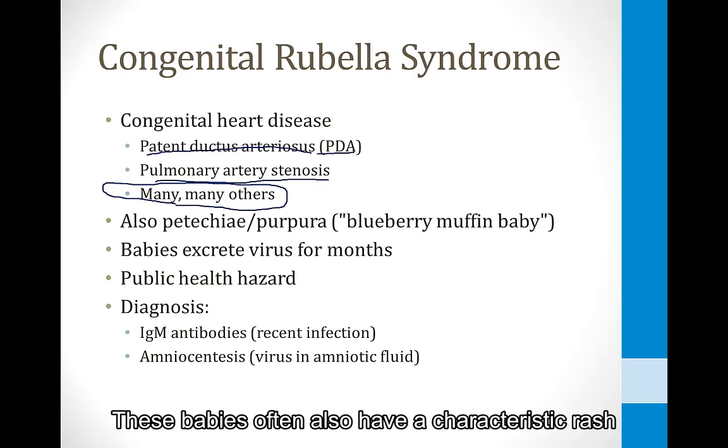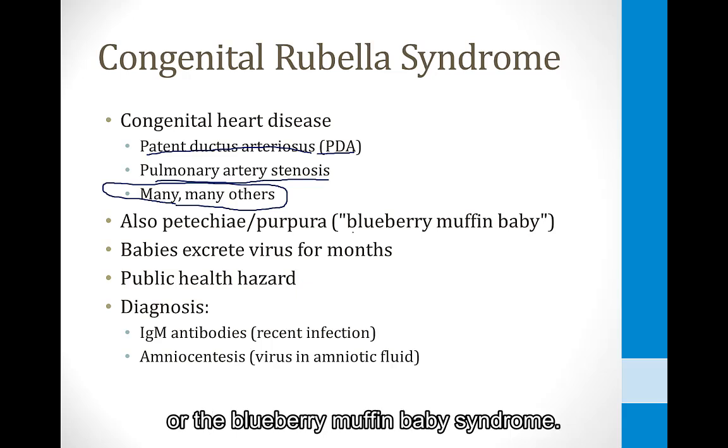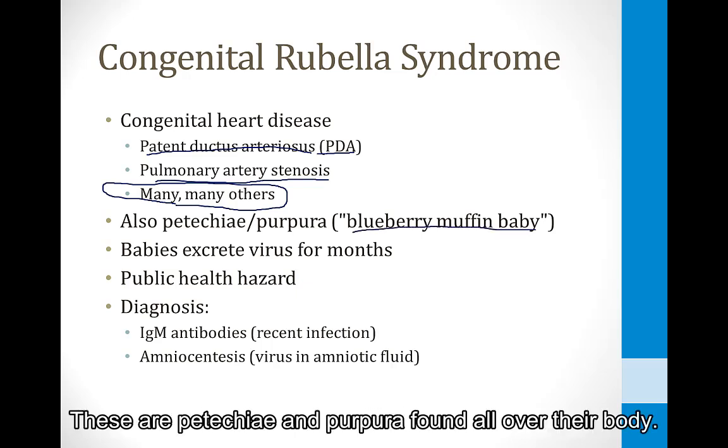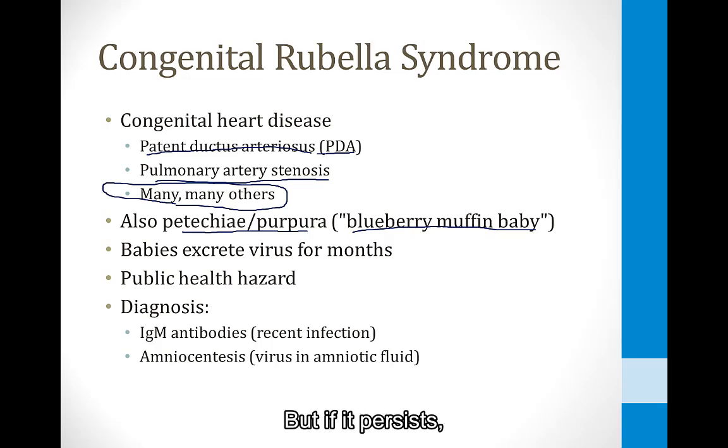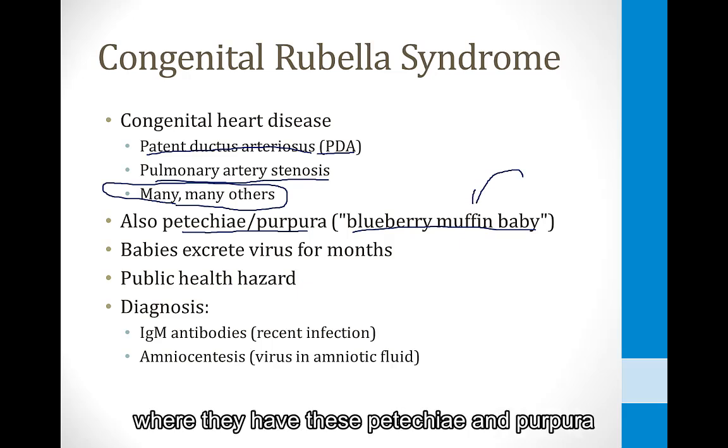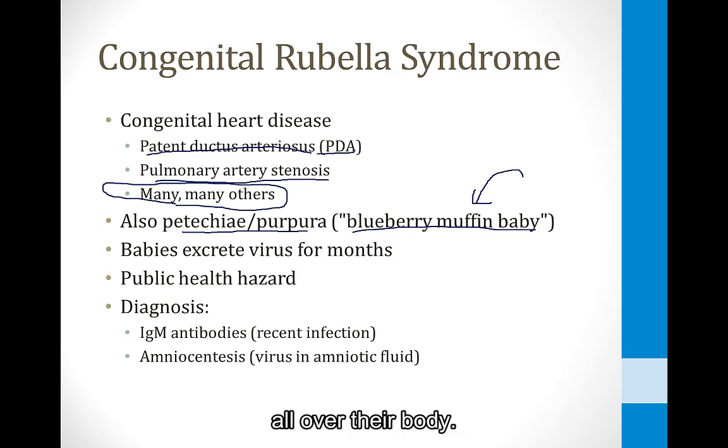These babies often also have a characteristic rash called the blueberry muffin syndrome or the blueberry muffin baby syndrome. These are petechiae and purpura found all over their body. In utero, extramedullary hematopoiesis occurs outside of the bone marrow in the dermis layer of the skin. This normally stops prior to birth, but if it persists, babies can get this blueberry muffin rash where they have these petechiae and purpura all over their body.